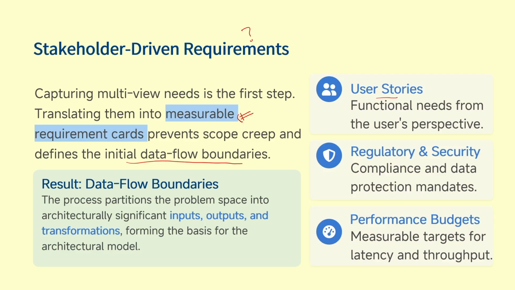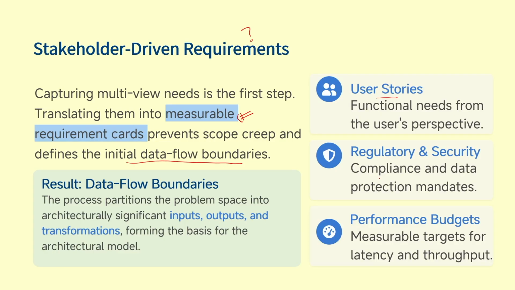The second kind of requirement comes from the regulatory or the security side, the government policies. So even though you have a set of requirements from the user end or the stakeholder end, if that is not aligned with government policies like regulatory and security, we cannot consider that. Okay, so that has to have compliance and data protection mandates.